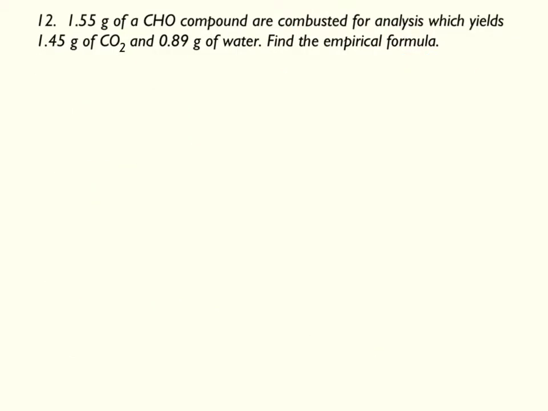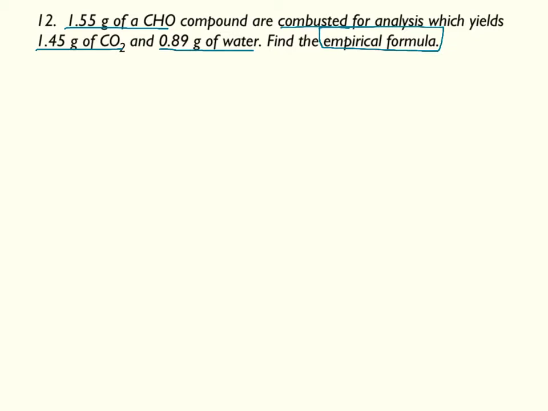Number 12. A 1.55 gram sample of a CHO compound is combusted for analysis, which yields 1.45 grams of CO2 and 0.89 grams of water. Find the empirical formula, which means find the mole-to-mole-to-mole ratio of carbon, hydrogen, and oxygen in the original formula.